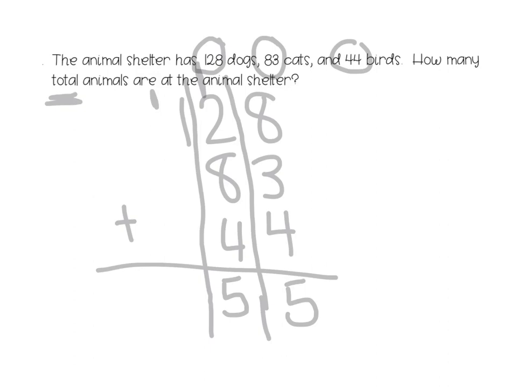Now I'm ready to go to my 100s. I have a 1 and a 1. 1 plus 1 is 2. So my answer is 255. But 255 what? Well, let's go back to our question and find out. Here's our question right here: how many total animals are in the animal shelter? So my label would be animals.